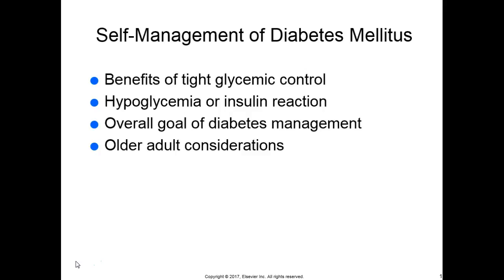Okay, so self-management of diabetes. We try to keep the patients within tight glycemic control, which means that we control the glucose within the normal ranges for people with both type 1 and type 2 diabetes. If we try to keep them within tight control, we find that the patients usually experience fewer complications.